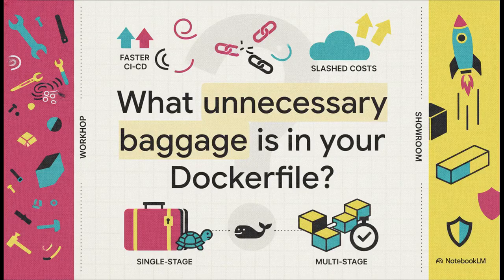So the crucial point is this: multi-stage builds are arguably the single most impactful optimization you can make to your containerized applications today. By simply splitting your Dockerfile into stages, you dramatically speed up your CI/CD pipeline, you slash your cloud storage costs, and you lock down your security by removing unnecessary attack vectors. It's a real game changer.